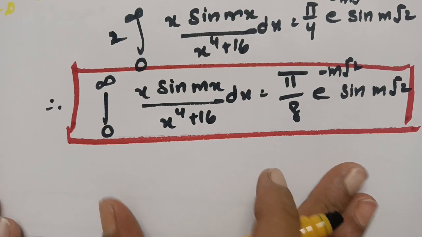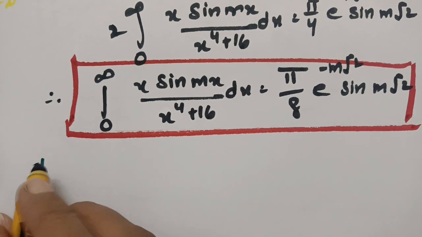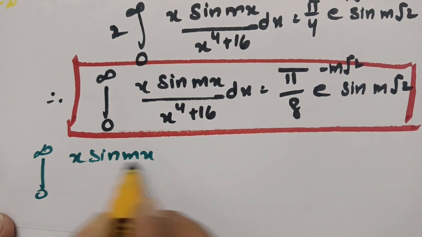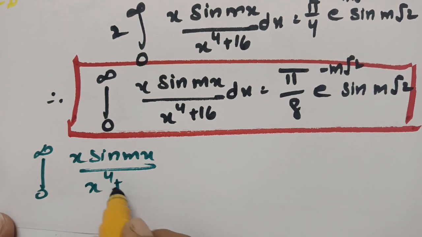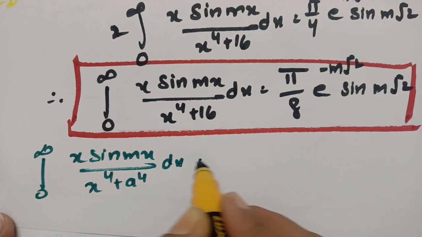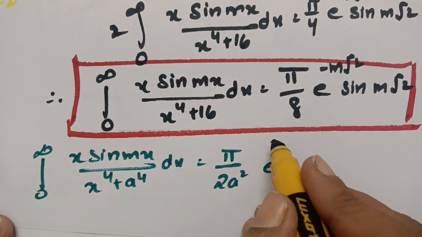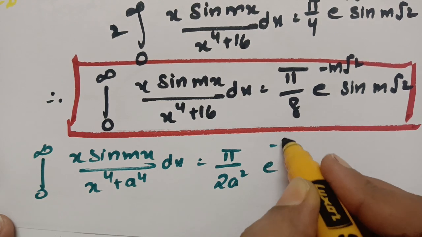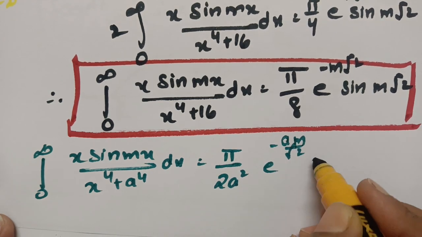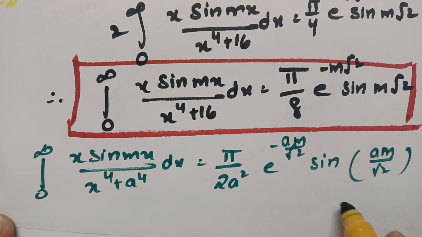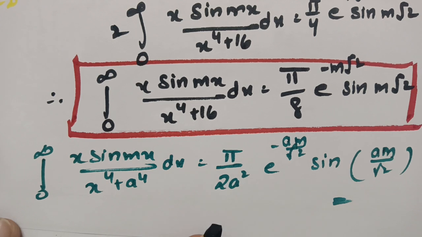So this is the famous formula: the integral from 0 to infinity of x sin(mx) by x to the power 4 plus a to the power 4 dx is equal to pi by 2a squared, e to the power minus am by root 2, into sin of am by root 2. Make a note of this. This is the formula which is very helpful in competitive exams.